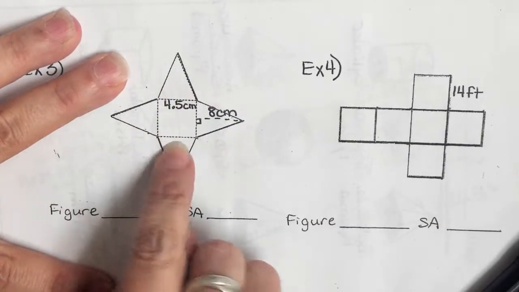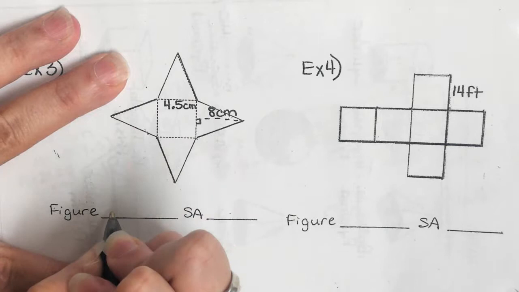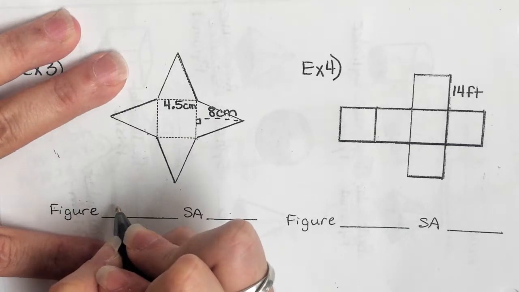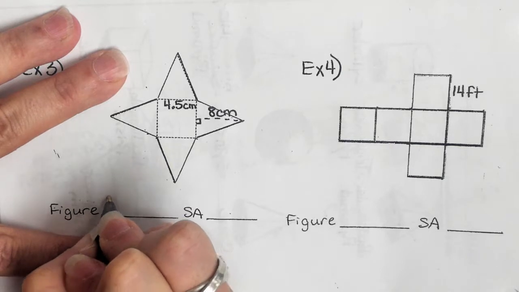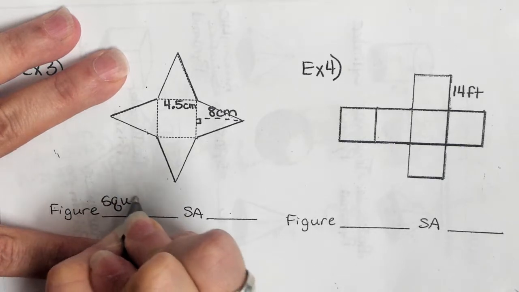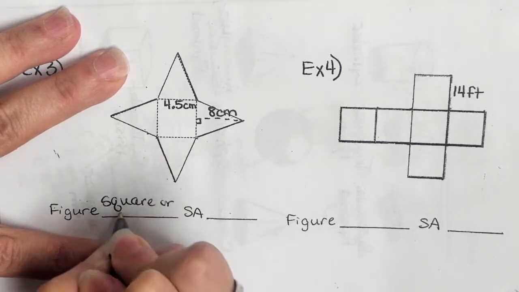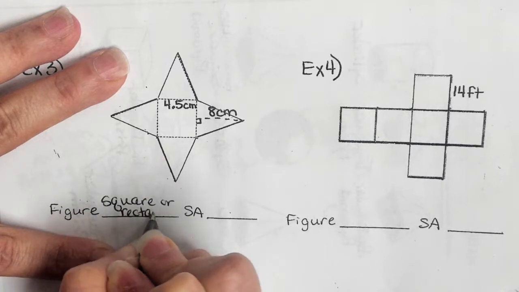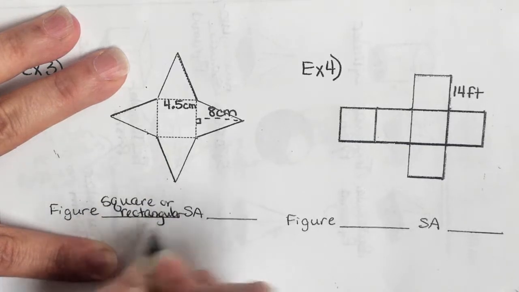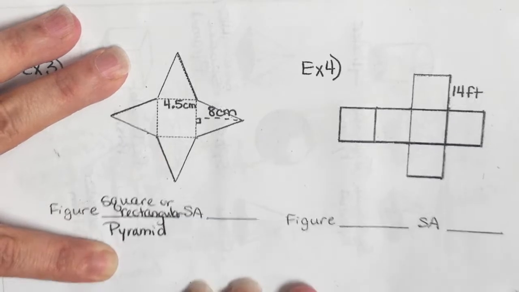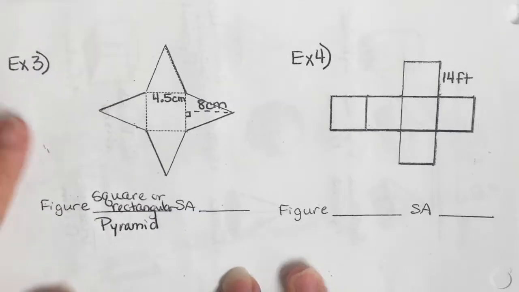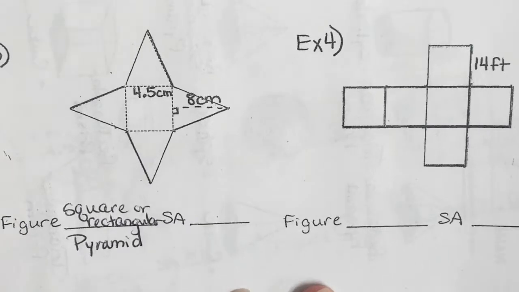Okay, so for number 3, we're talking the middle shape is a what? Square, and the points all are going to make a pyramid. Yeah, well, they are triangles. They're going to make a pyramid. So you could call it a square or rectangular pyramid.